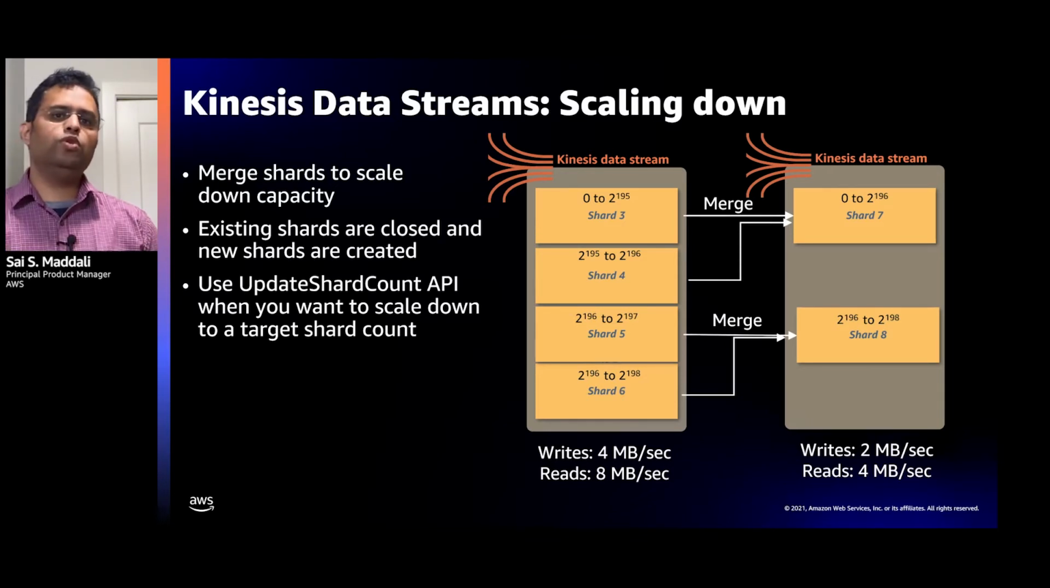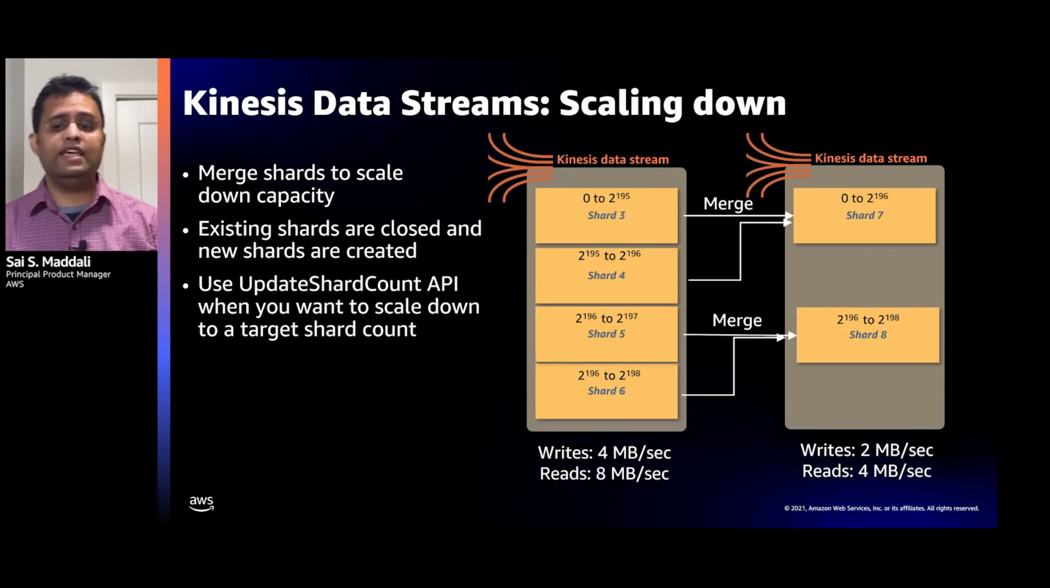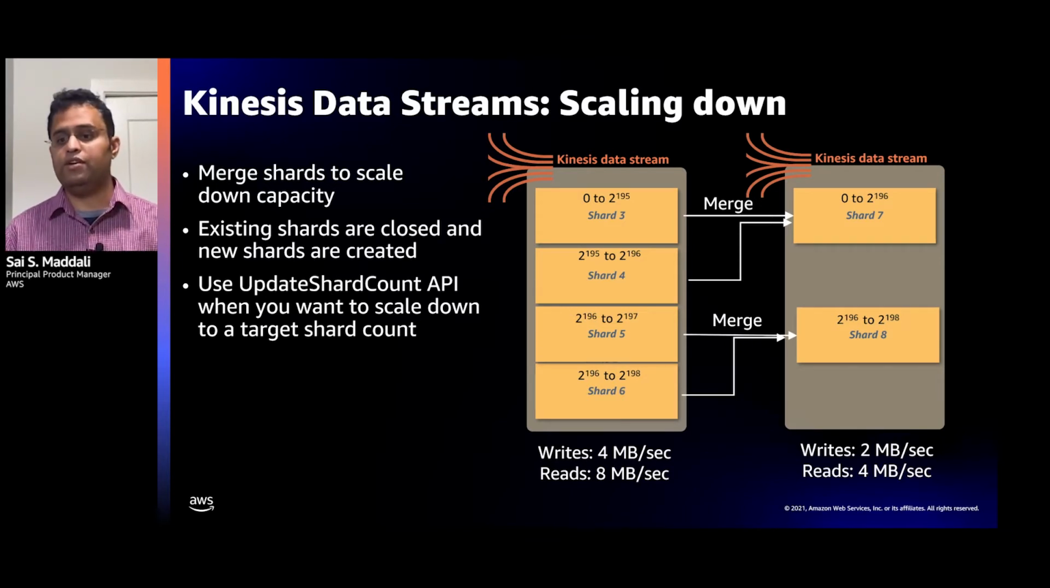When you do a split or a merge operation, existing shards are closed and new child shards are created. Like before, you can also use the Update Shard Count API to scale down to a specific shard count. So to summarize, with Kinesis Data Streams, you don't provision infrastructure for ingesting data. You provision a stream and interact with APIs to write and read data. This enables you to build highly resilient and scalable applications for your streaming data needs.